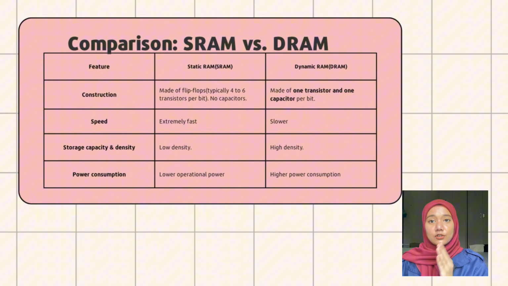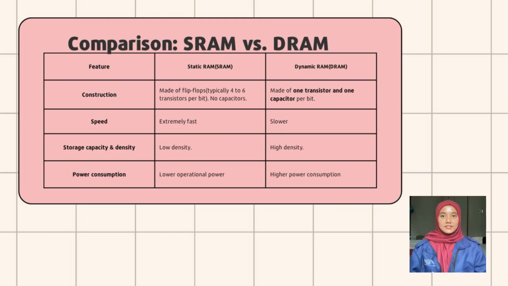Static RAM is constructed using flip-flops, typically requiring 4 to 6 transistors to store a single bit of data, and it contains no capacitor. On the other hand, dynamic RAM uses a very simple structure, and it consists of only one transistor and one capacitor per bit of data.